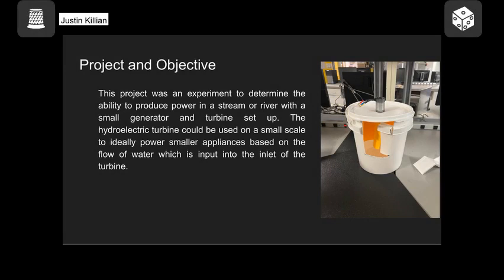The primary objective for this experiment was to create a turbine and, using the downstream flow of water, generate electricity by converting the mechanical energy of the water hitting the turbines into electrical energy through the motor that was connected to the turbines.